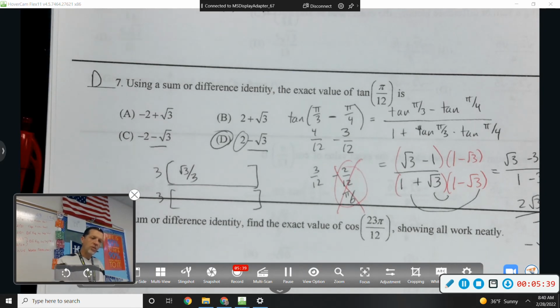All right, we did 2 tangent problems. Do we need to do a sine or a cosine problem? Fine if we don't, because today we use the same formulas in a different context.